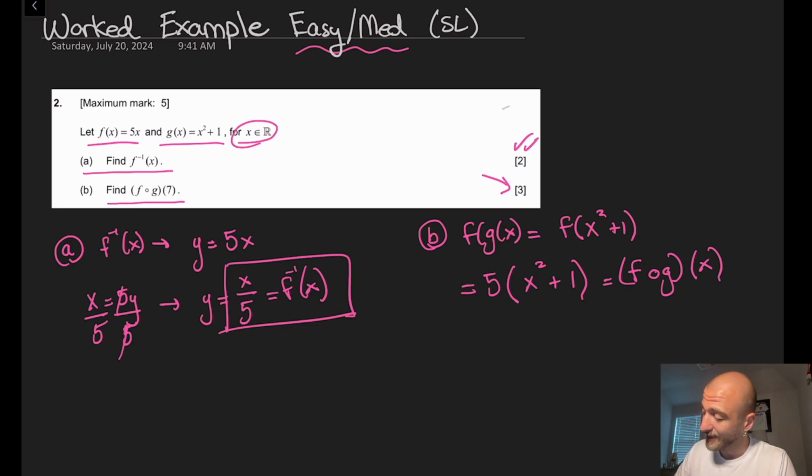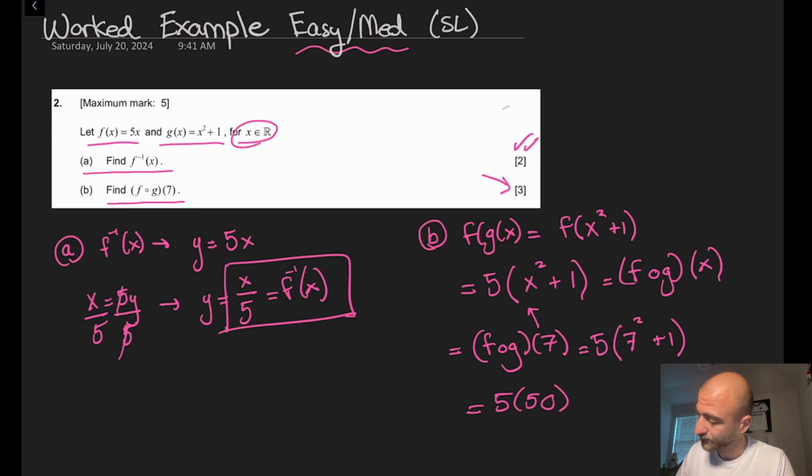Then, if we're going to evaluate it at 7, let's erase this. If I'm going to evaluate this at 7, I'm literally just going to plug in a 7 wherever I see an x term over there. Well, the 5 stays the same. It's just a coefficient times 7 squared plus 1. 7 squared is 49. 49 plus 1 is 50. So this is just equal to 5 times 50. 5 times 50 gives me 250. And that is our final answer.